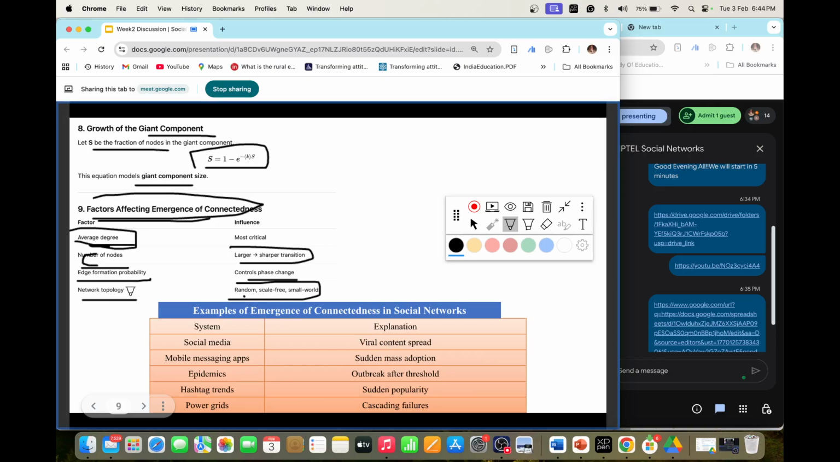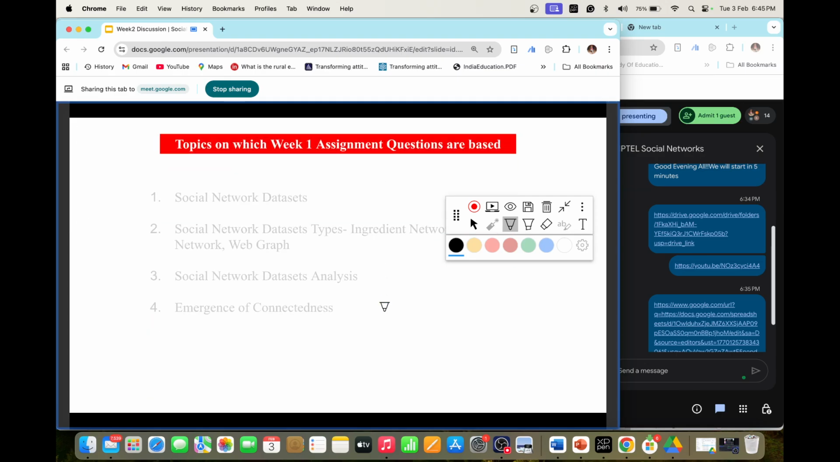Examples of the emergence of connectedness: social media viral content spread, mobile messaging app sudden mass adoption, epidemics with outbreak after a threshold, hashtag trends with sudden popularity, and power grid cascading failure. So these are some real examples of the emergence of connectedness in social networks. This is the theory that we have discussed.